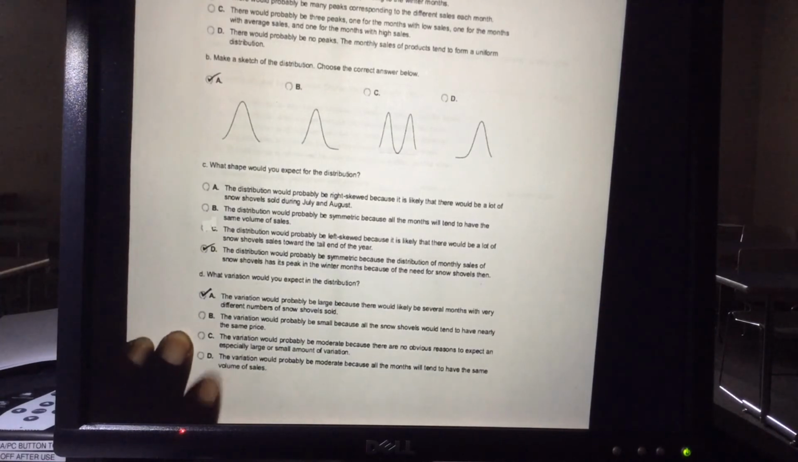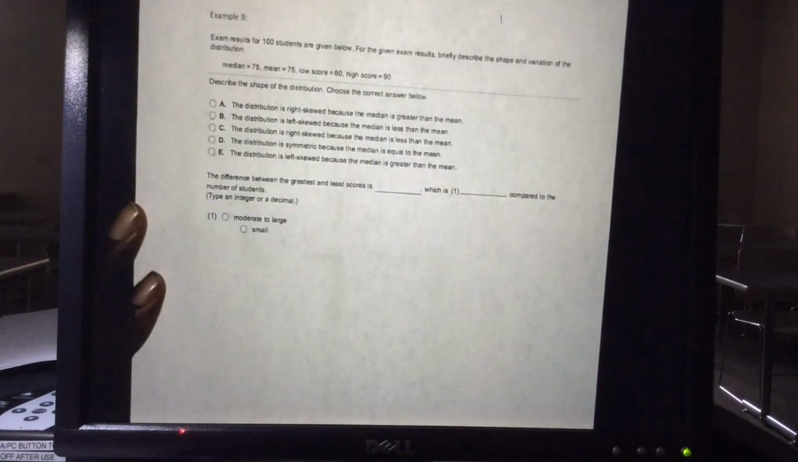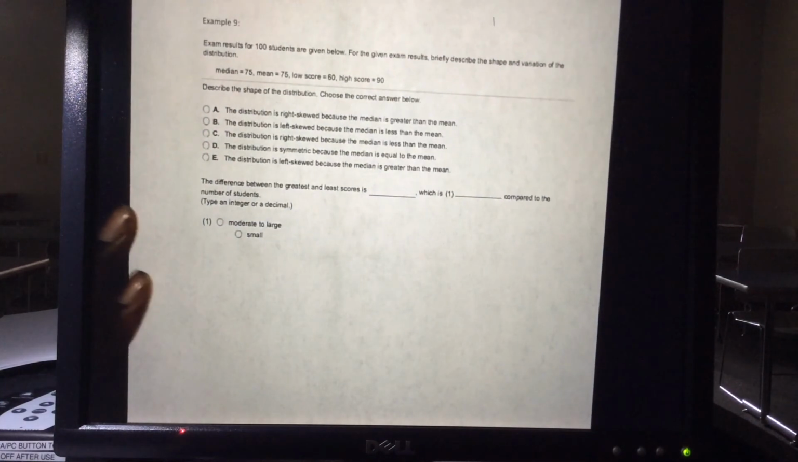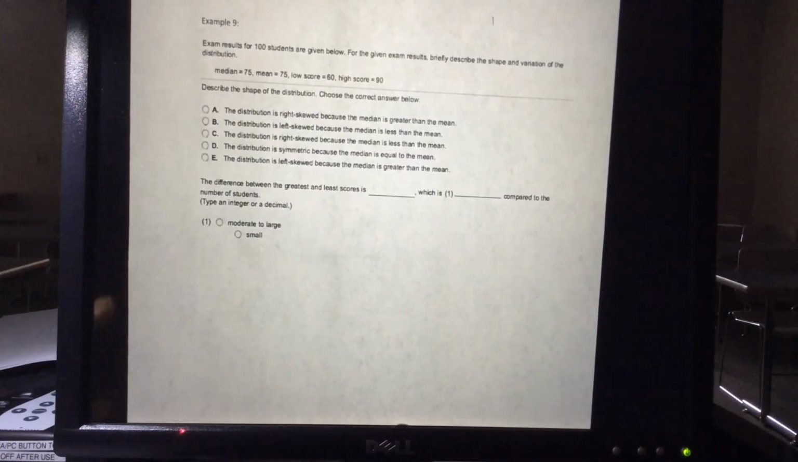Okay, let's look at example 9. And that will wrap up this particular section. Exam results for 100 students are given below. For the given exam results, briefly describe the shape and variation of the distribution. Here we got a mean of 75, the median also 75, the low score is 60, and the high score is 90. And you want to describe the shape of the distribution and choose the correct answer here.